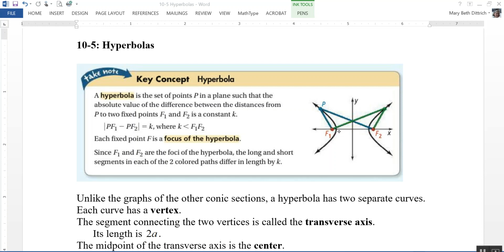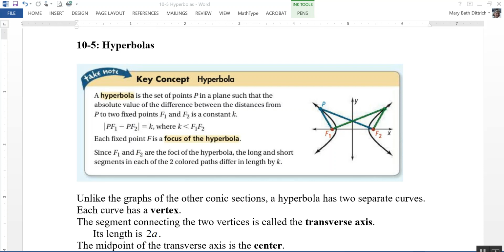What this is saying is that there are two foci, F1 and F2, and the distance from F1 to P minus the distance from F2 to P, the absolute value of that, is always going to be the same no matter where that point on the curve is. You'll also notice that unlike the other graphs of the conic sections, the hyperbola has two separate curves. In this case, it has one opening to the left and one opening to the right.